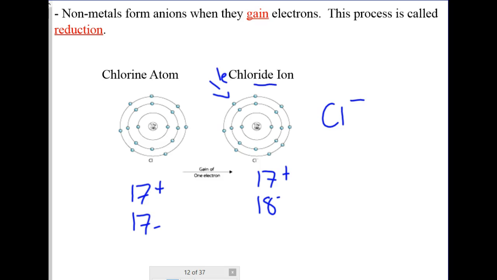2, 8, and 7 is your electron count, and the chloride ion model is going to be 2, 8, 8. Oxidation and reduction always work hand in hand. If I have an electron to lose, I can't just lose the electron. If I lose the electron, something else has to take that electron. That's how we get an ionic compound formed.